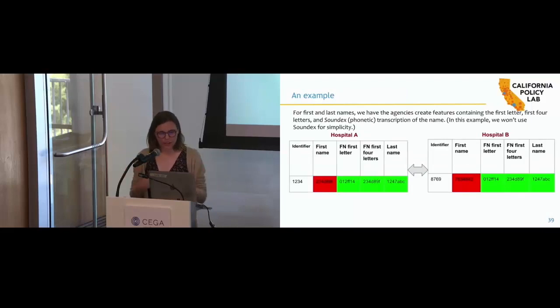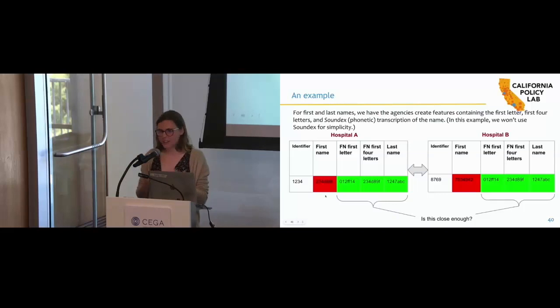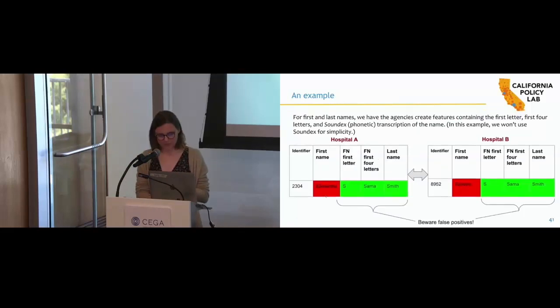Looking at another example, we see the first letter, as well as the first four letters, and the last name are all the same, and we can see this even though there's no relationship in the first name. But do we think this is really close enough to be considered a match? In this case, we were maybe expecting to see something like Samantha and Sam, which could be the same person. But seeing the actual underlying values here, this looks like it's maybe not actually a match. So how do we account for that?